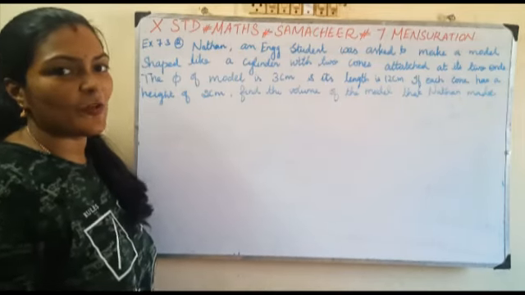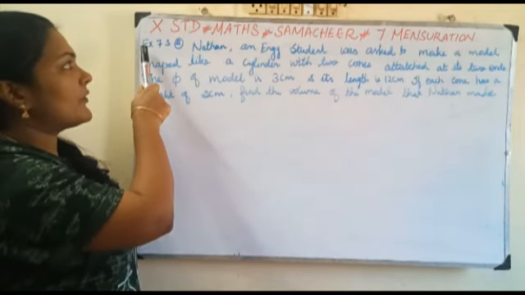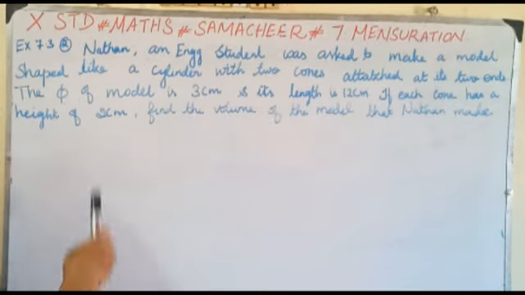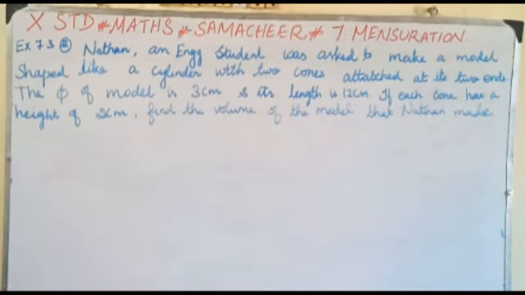Hello friends, now we are going to see the second question from exercise 7.3. Nathan, an engineering student, was asked to make a model shaped like a cylinder with two cones attached at its two ends.